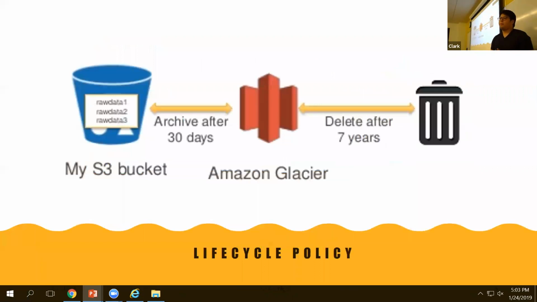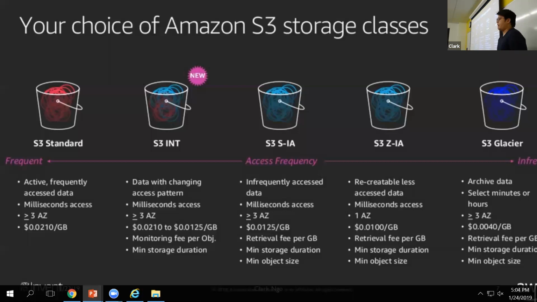So for the lifecycle policy, an example would be for Amazon Glacier. After 30 days, it will archive, and after 7 years, it will delete. With this example already, we would see how companies or teams are using different S3 products. As you can see here on the left side, if you have more frequent access to your files, definitely go to this. And if you have less frequent access, go to this.